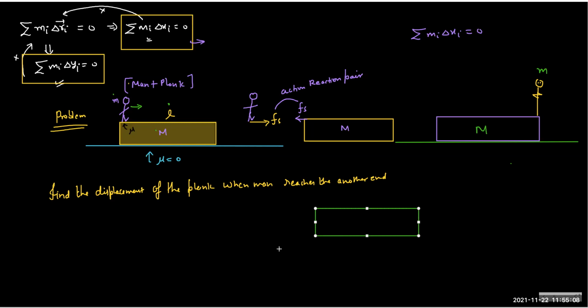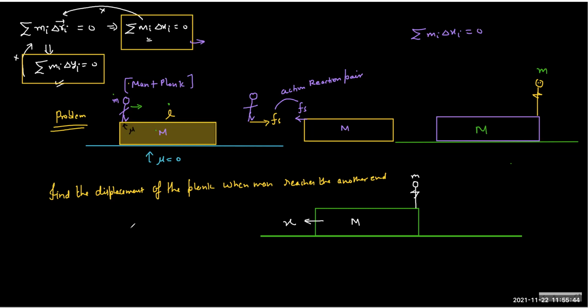Let's say the plank has gone left, because the plank is moving on the ground. So I can say the plank has moved by a value x, which I don't know, but let's call it x. And the man has walked in the frame of the plank to the right end. So the man is here.